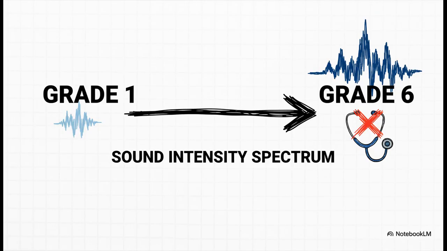It's a scale of 1 to 6. Grade 1, you can barely hear it. It's like a whisper in a dead silent room. Grade 6, it's a roar. You can hear it with your stethoscope off the patient's chest.